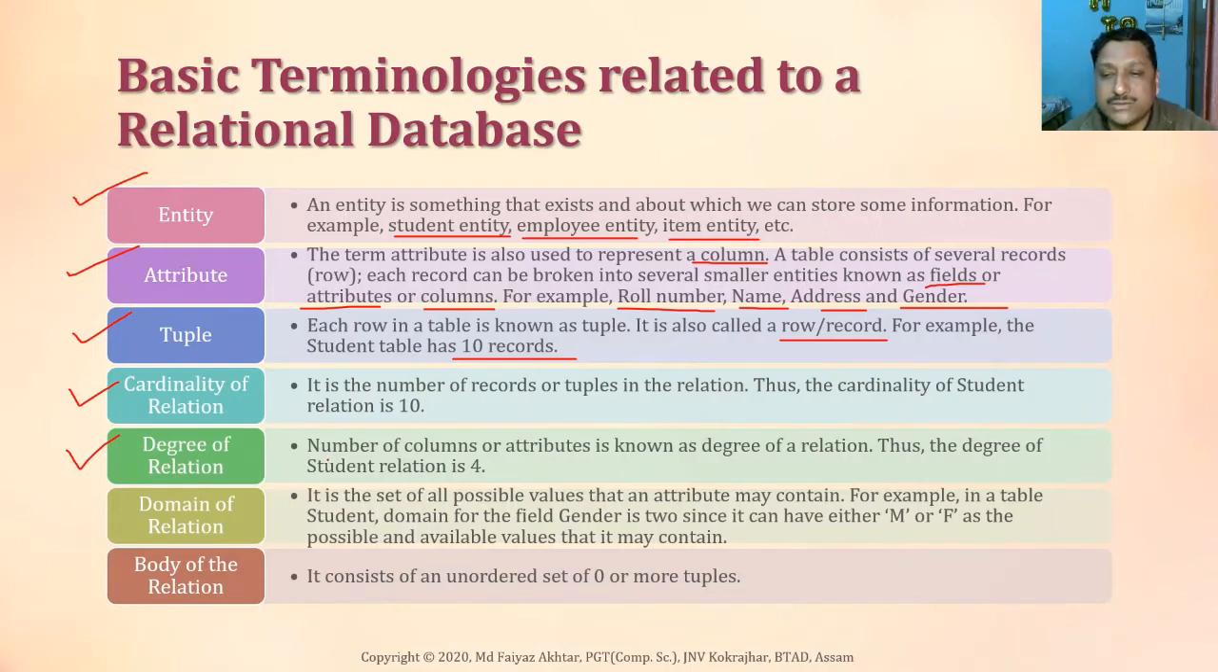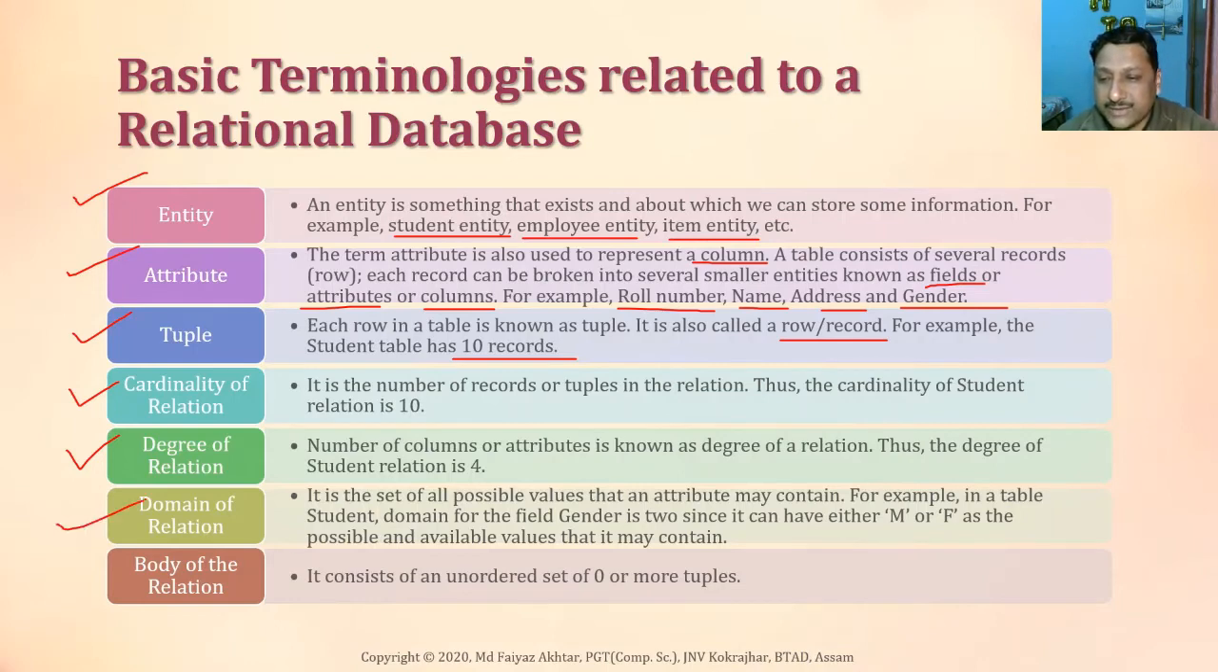Degree of relation. Degree means the number of columns or attributes. The total number of columns in a table or a relation, the total number of attributes in a relation, is known as the degree. Thus, the degree of the student relation is 4. If 4 columns are there, then we can say that the degree of that particular table is 4.